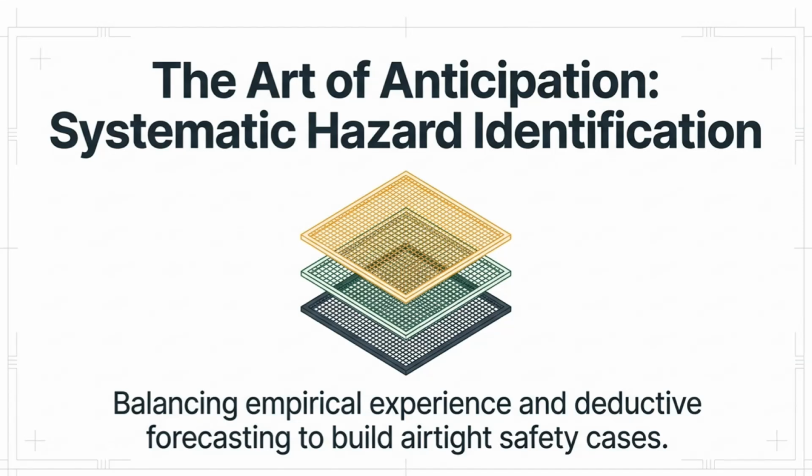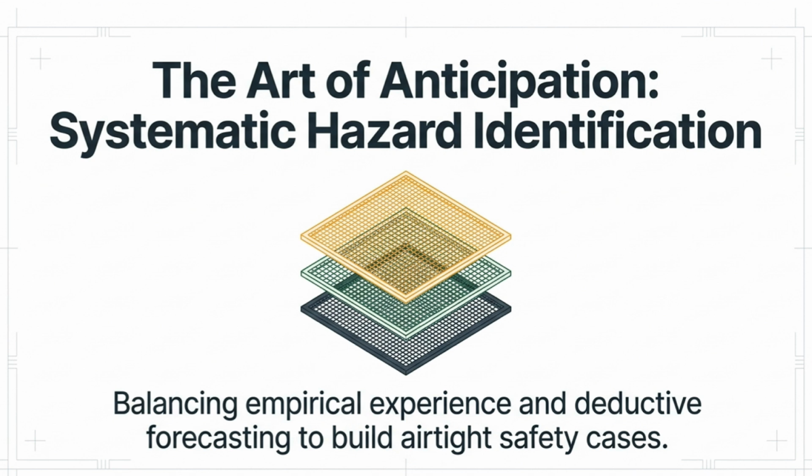Today, we're diving into a truly fascinating and, honestly, absolutely critical topic, hazard identification, or HazID. When we talk about engineering for the railway, we're talking about massive, incredibly complex systems where the stakes are just sky high. The whole point of everything we do is to systematically uncover hidden dangers and stop accidents before they ever even get a chance to happen.